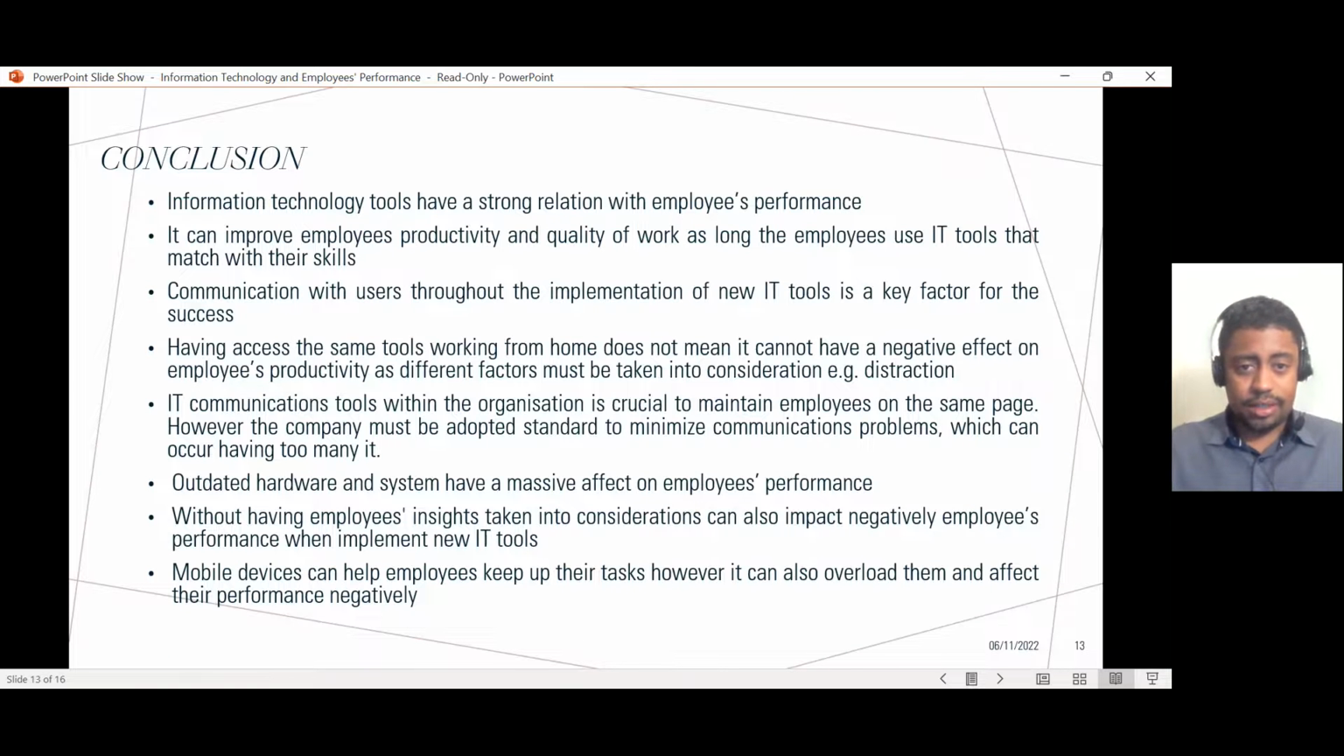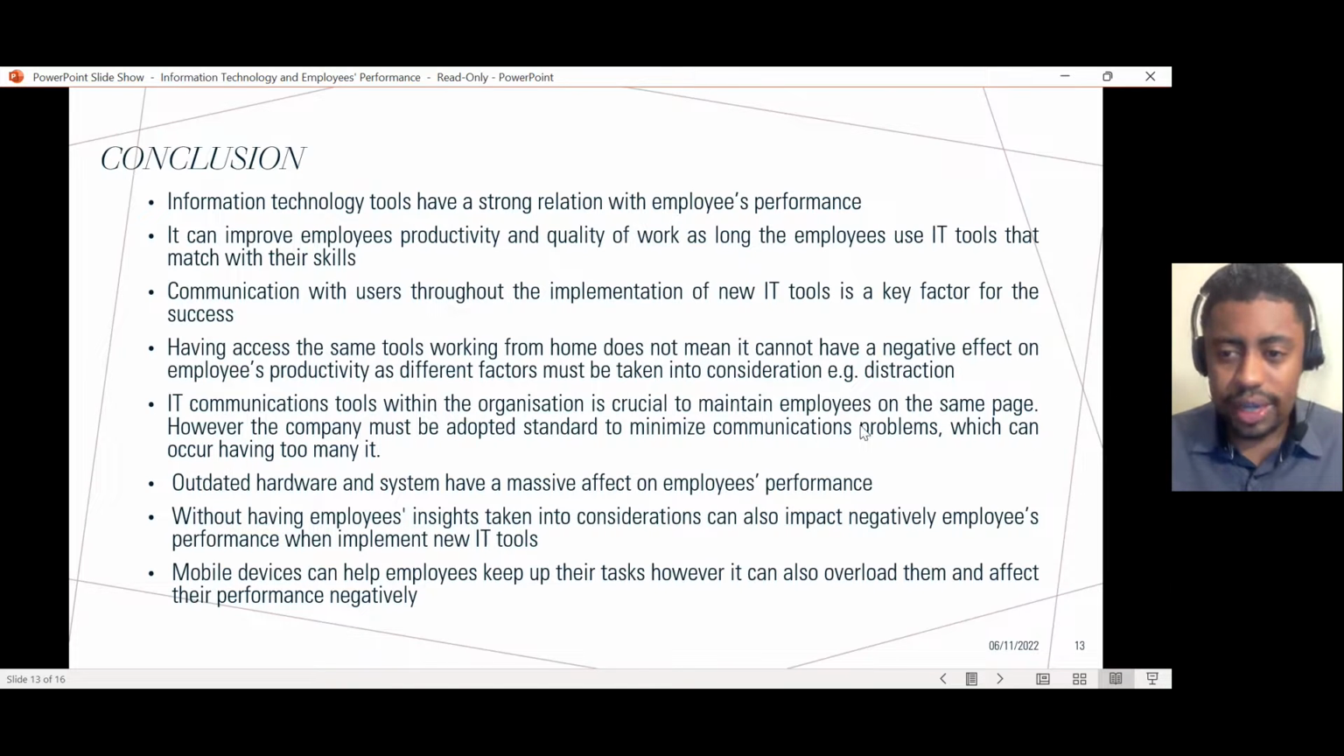Conclusion. So information technology tools have a strong relationship with employees' performance. It can improve employees' productivity and the quality of work as long as the employees use the right tools that match with their skills. Communication with users throughout the implementation of the IT tools is a key factor for the success and to reduce employees' resistance. And having the same tools working from home does not mean it cannot have a negative effect on the employees' productivity, as different factors must be taken into consideration.